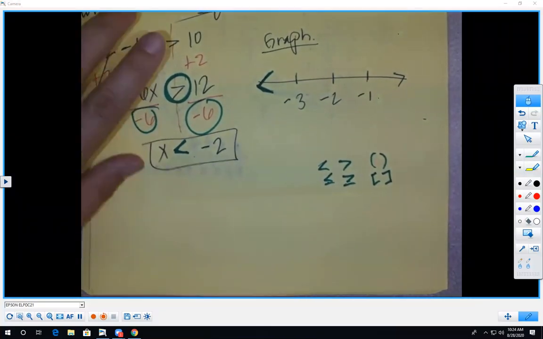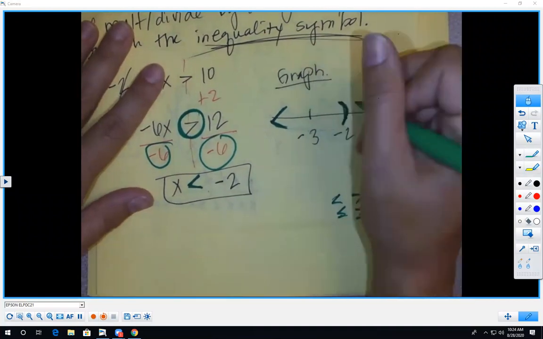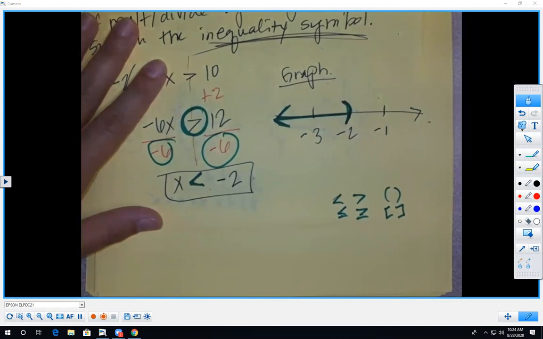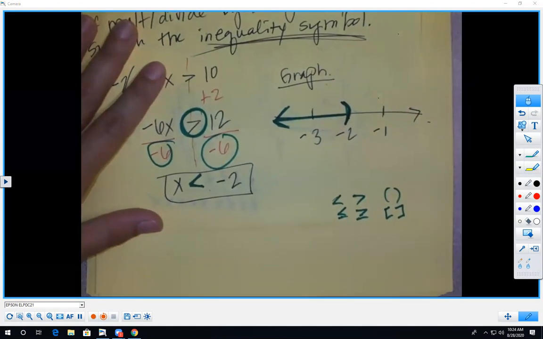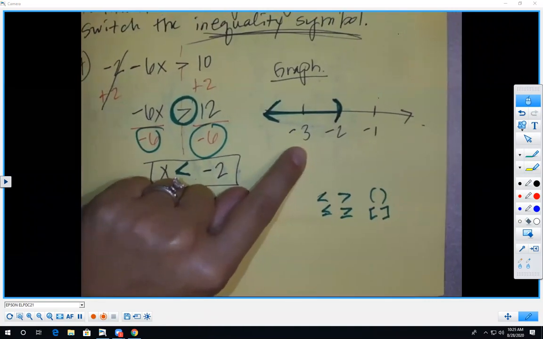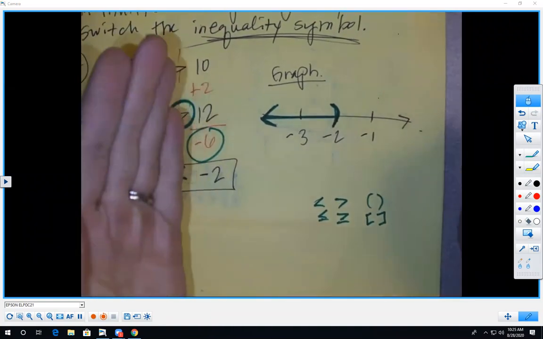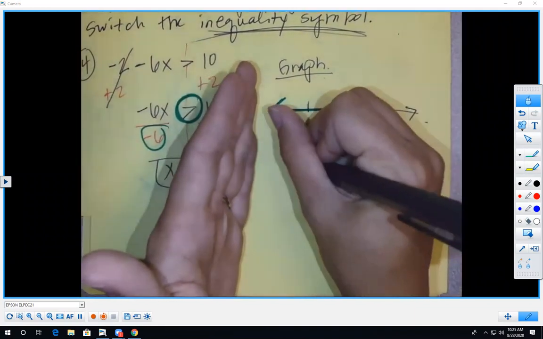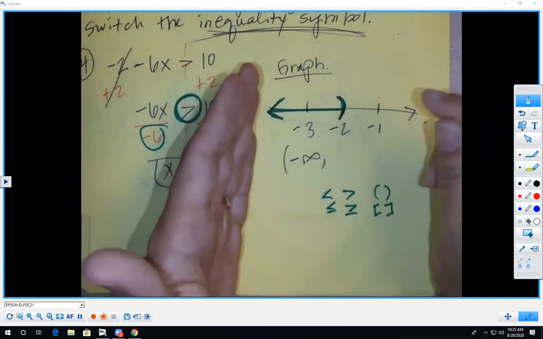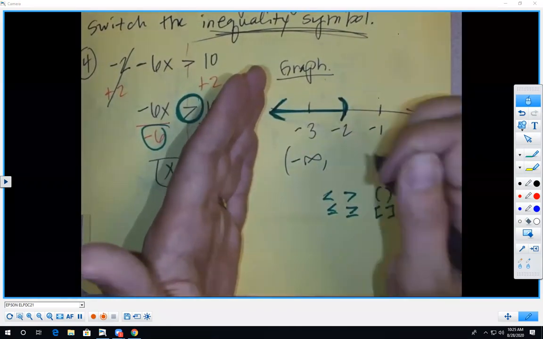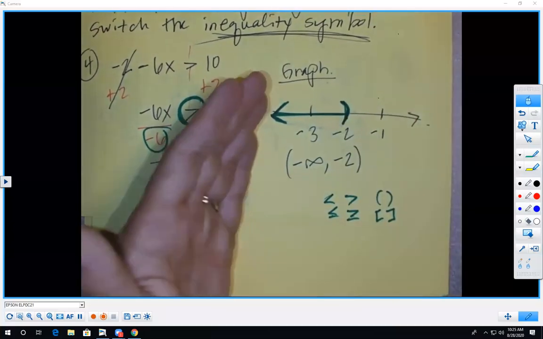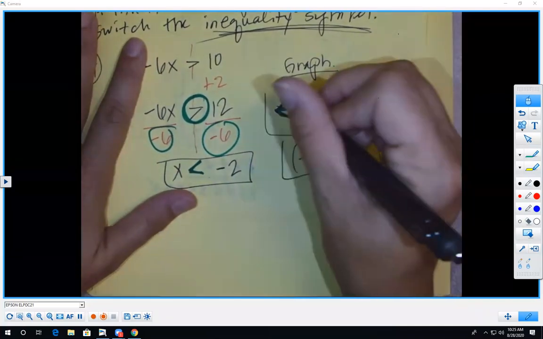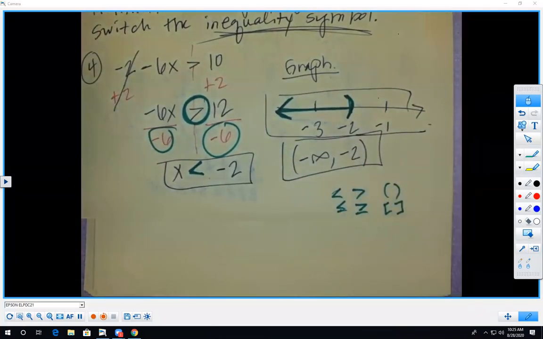In this case, I'm going to use a parenthesis. So I'm going to put a parenthesis at -2 and shade it. I was taught all growing up to do the circle thing, but this is nice when you go to write interval notation. From left to right, where does this graph start on the left? Negative infinity. Infinities always have parentheses. Where does it end on the right? -2 with a parenthesis. So this is interval notation. So there are 3 parts to that answer: the number line, the inequality, and the interval notation.